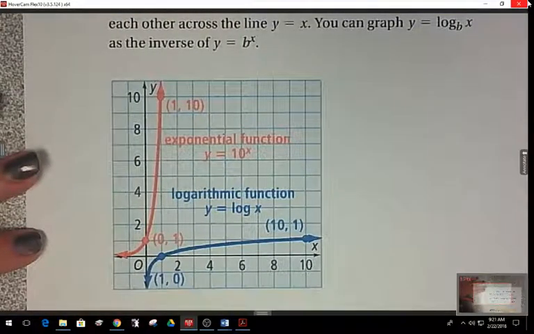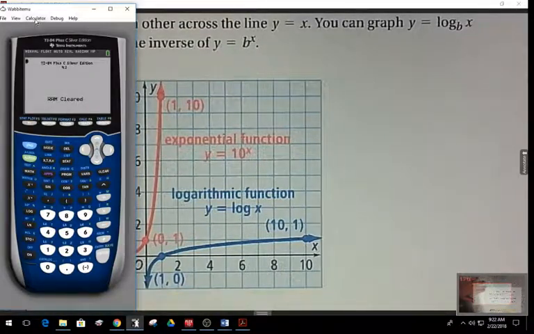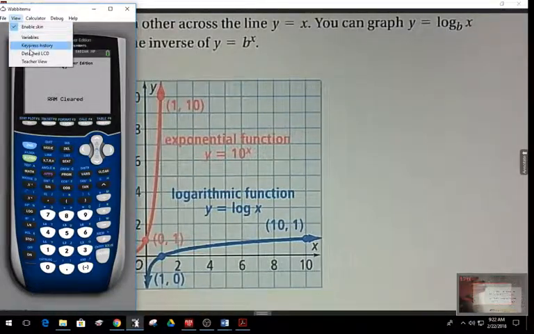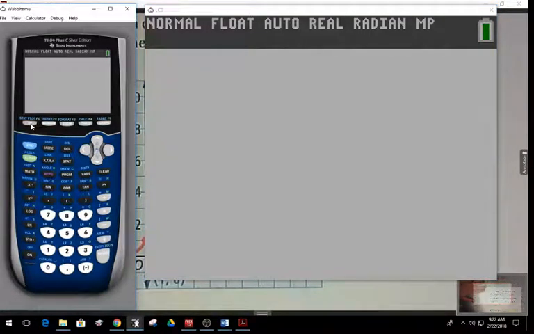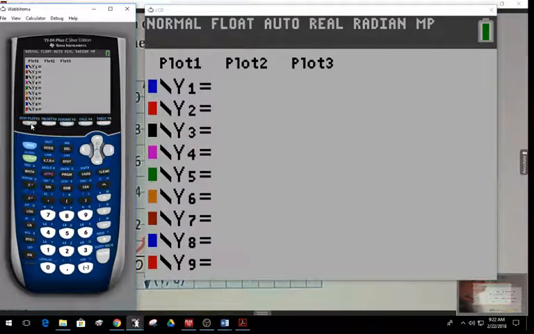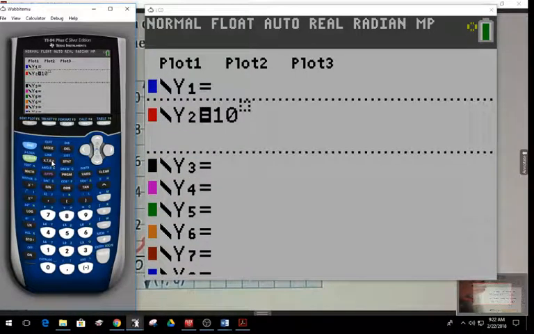Okay. If you want to know where it came from, you could plot some points. You could go to your graphing calculator, and I want to show you how to do both of those. So when I go to y equals and I start out, I'm going to do the exponential function in red so that it's just like the one in your notes. That's equal to 10 to the x.